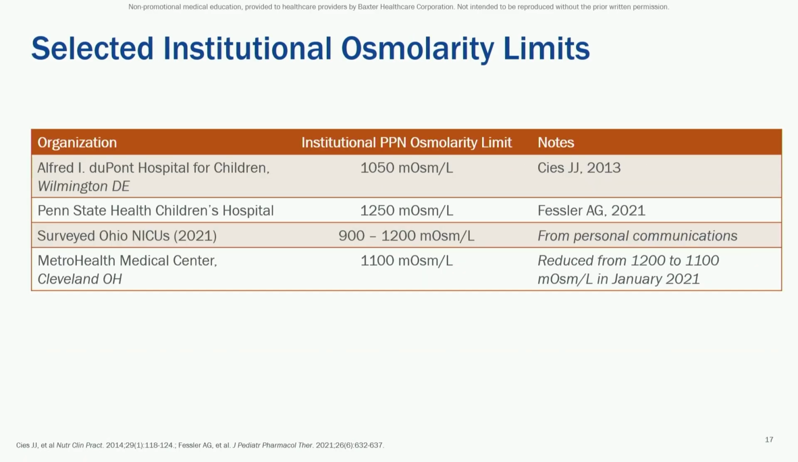I've included some selected institutional osmolarity limits, including some that were published in the literature, so Wilmington, Delaware, Penn State Health Children's Hospitals, which these are true as of 2013 and 2021 when these papers were published, but we can see quite a wide range. I informally surveyed my colleagues in Ohio a few years ago what they were using for their cutoffs, and it ranged from 900 to 1,200 milliosmoles per liter. My hospital, as I mentioned, uses a cutoff of 1,100, which we had reduced from 1,200 back in 2021 when we initially reviewed the evidence most recently.